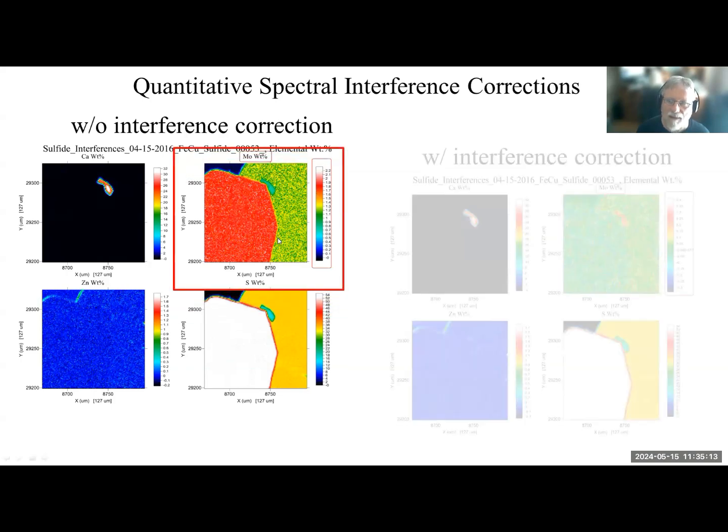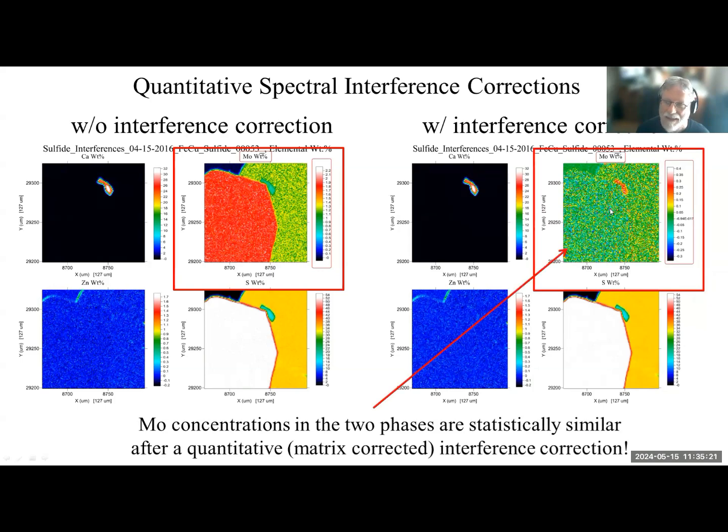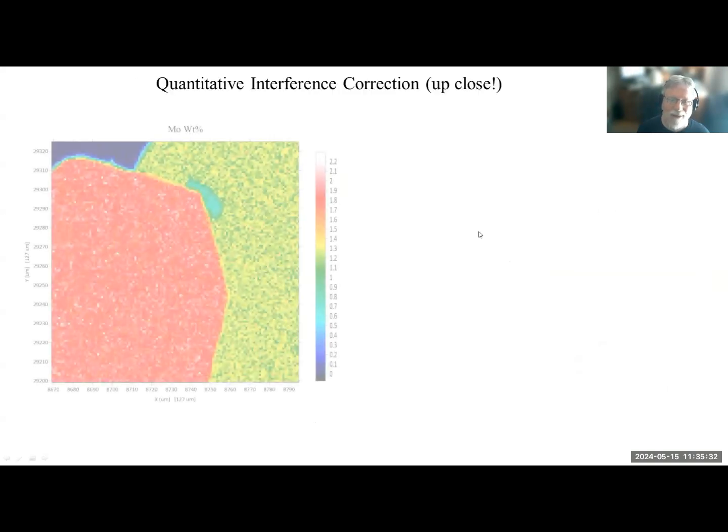So let's go ahead and apply the interference correction. As you can see here, now these two phases are statistically similar. And in fact, the interesting thing is that, whoops, sorry about that. And this is all matrix corrected, of course. And the interesting thing is that this phase here is now popping up. So let's look at that in more detail.